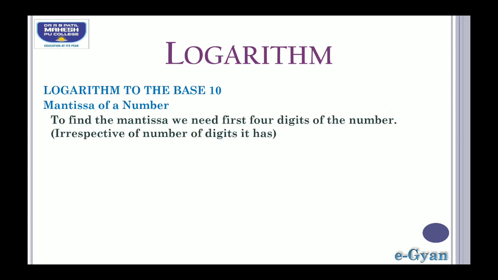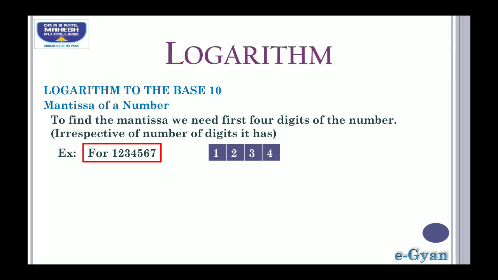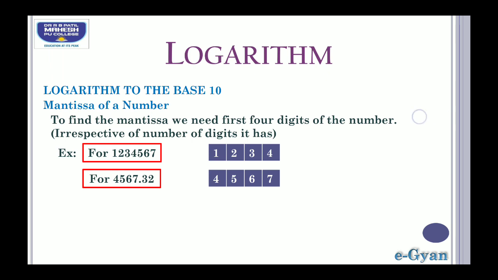To find the mantissa, we need the first 4 digits of a number, irrespective of the number of digits it has. So for example, for a number say 1234567, the first 4 digits are 1, 2, 3, 4. So we need the first 4 digits to find the mantissa. For 4567.32, the first 4 digits are 4, 5, 6, 7. For 8.3, even though we find that there are only two digits, we need 4 digits.